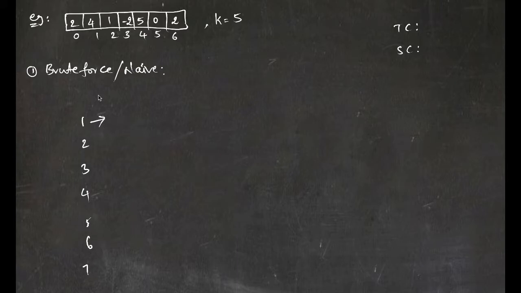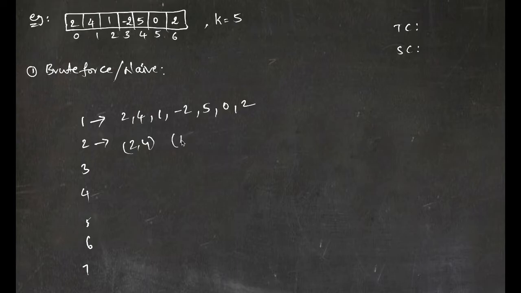So for length of 1, each and every individual element is a valid candidate like 2, 4, 1, minus 2, 5, 0, 2. And for length of 2 it's going to be 2 comma 4, 4 comma 1, 1 comma minus 2, minus 2 comma 5, 5 comma 0 and 0 comma 2. So we need to find all such subarrays and calculate the sum.